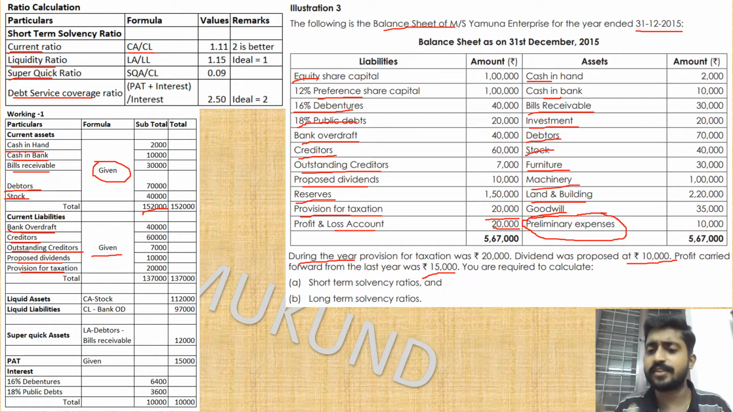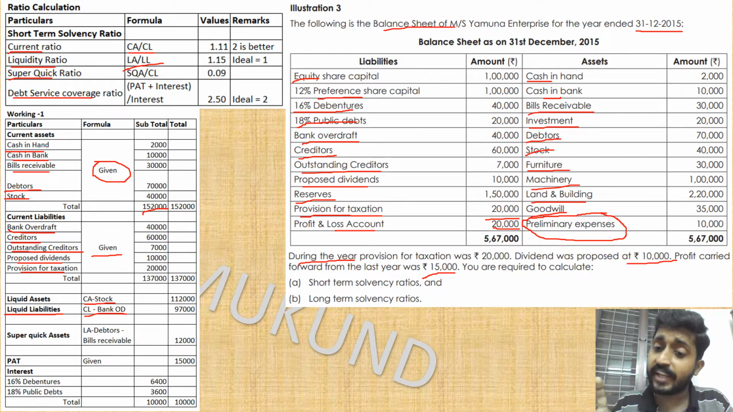Next is liquid assets. Very simple, current assets minus inventory, or current assets minus stock, is going to give you the liquid assets. Next, liquid liability is very simple: current liability minus bank overdraft will give you the liquid liability. Liquid assets divided by liquid liability will give you the liquidity ratio. Liquid assets divided by current liability is also the liquidity ratio. So there are two formulas, and you can put either in your paper.